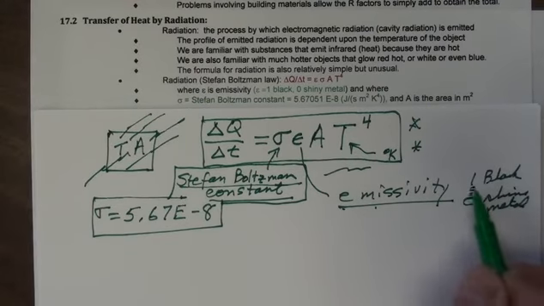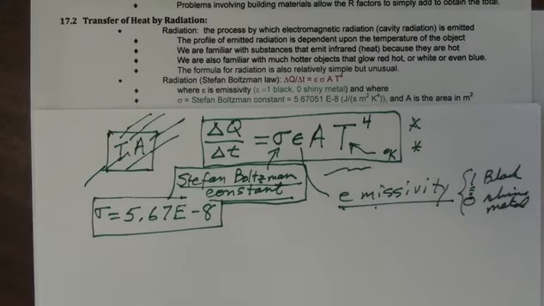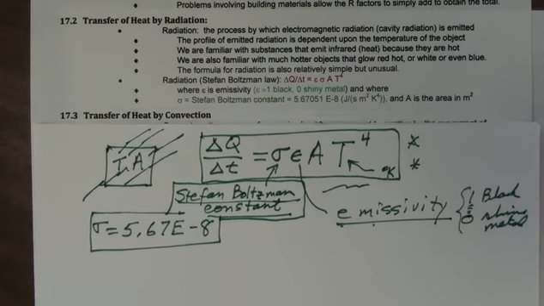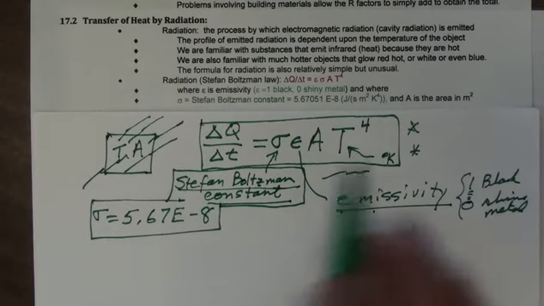And in between, we get all of the others. So it can only go from 0 to 1. It can't get any greater than 1 or any less than 0, obviously. And so this gives us our emissivity. And that's really all we have here.